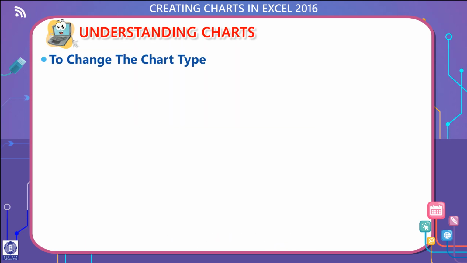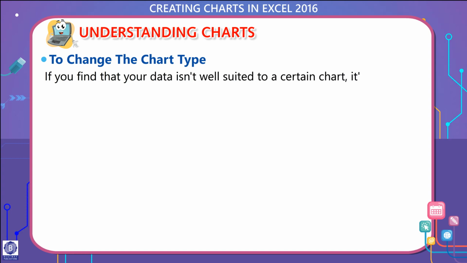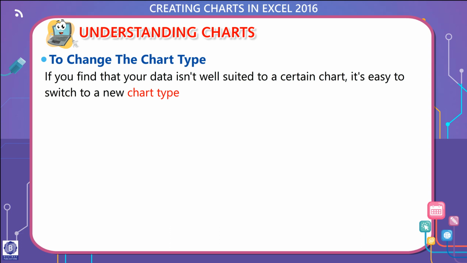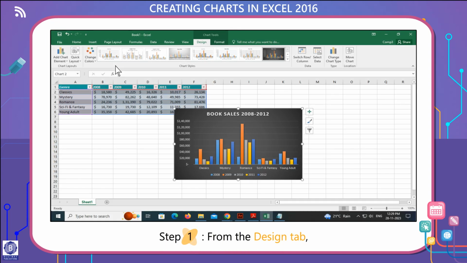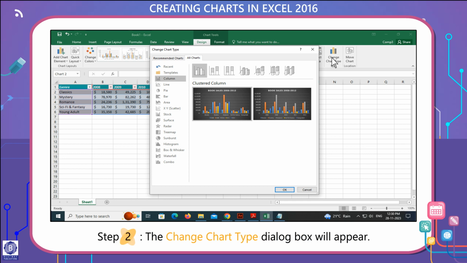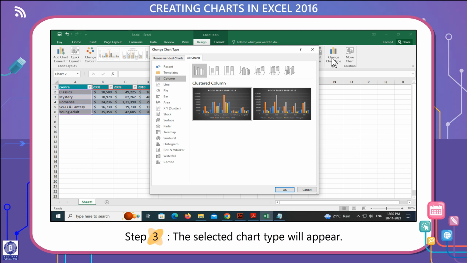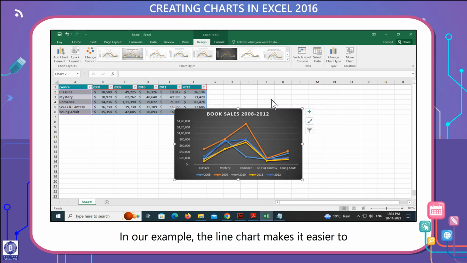To change the chart type. If you find that your data isn't well suited to a certain chart, it's easy to switch to a new chart type. In our example, we'll change our chart from a column chart to a line chart. Step 1. From the Design tab, click the Change Chart Type command. Step 2. The Change Chart Type dialog box will appear. Step 3. The selected chart type will appear. In our example, the line chart makes it easier to see trends in the sales data over time.